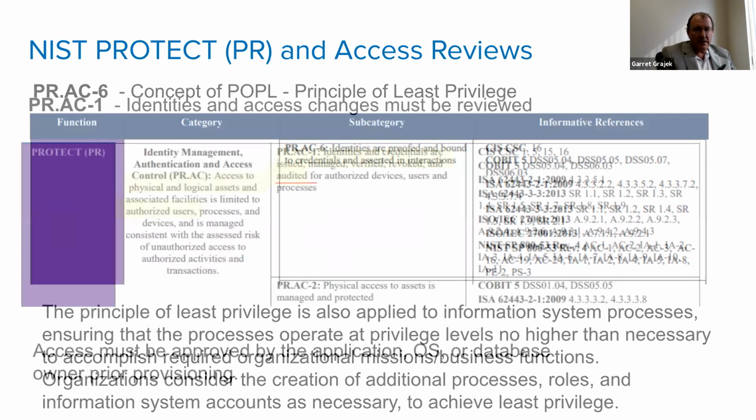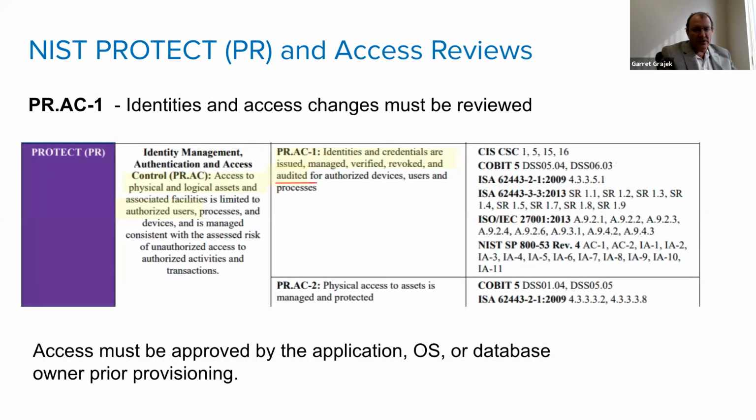Next. The other one, which is really important, and is in this guidance that we have to adhere to, is PRAC-1: identity and access must be reviewed. Why do you review it? It's kind of redundant. It's kind of the how you enact the first one, right? You impose least privilege by ensuring that the changes and the escalation of privileges that are made are actually reviewed. Next.